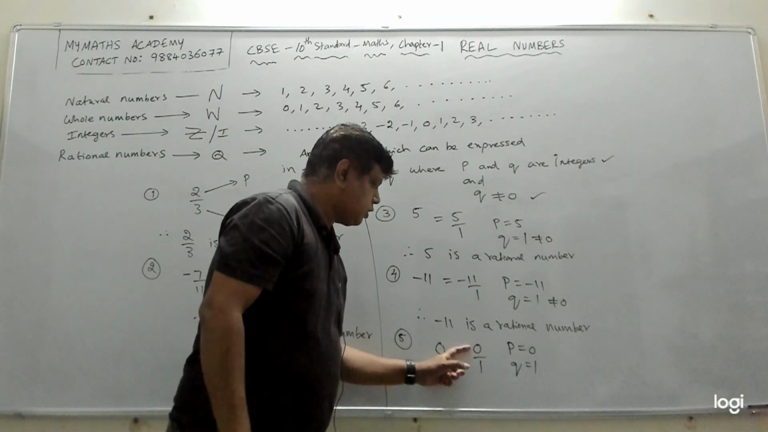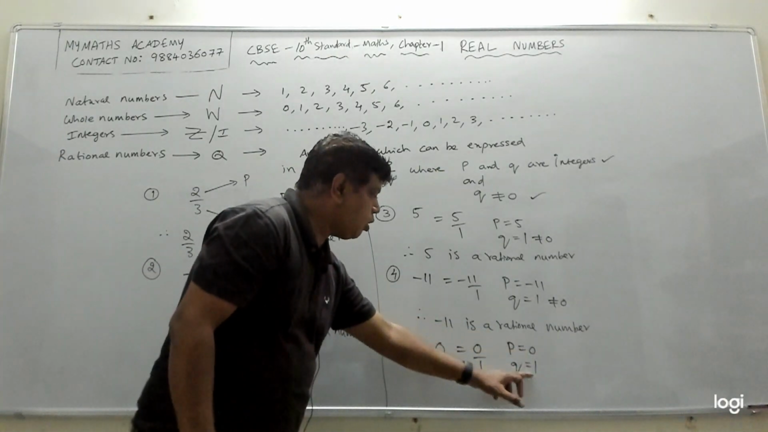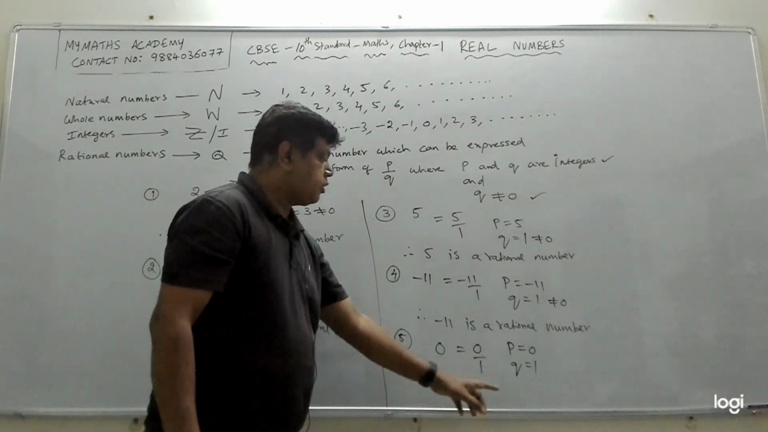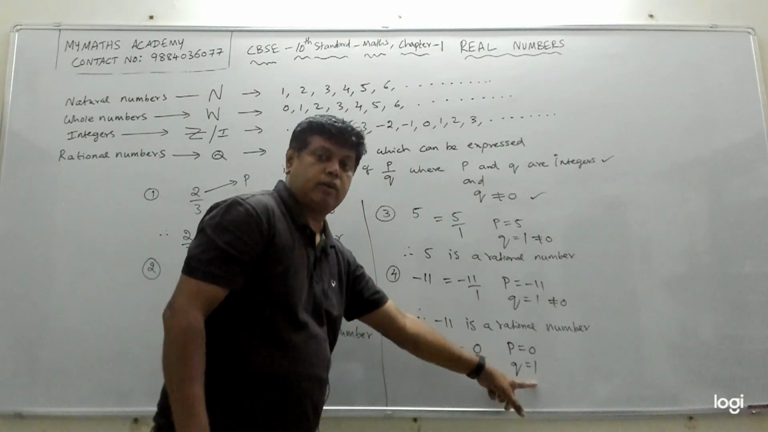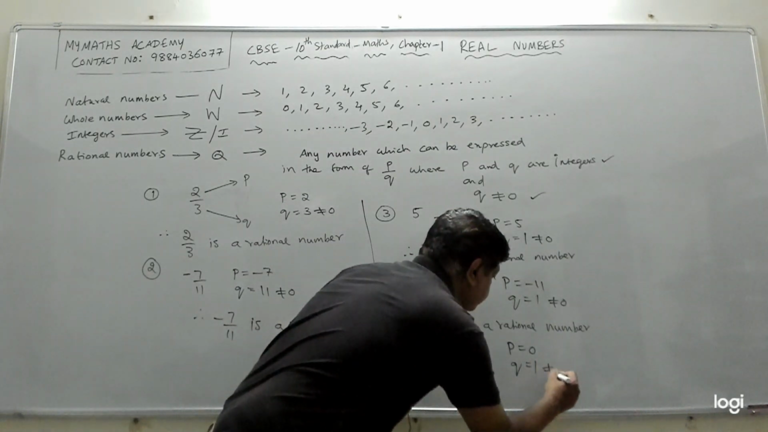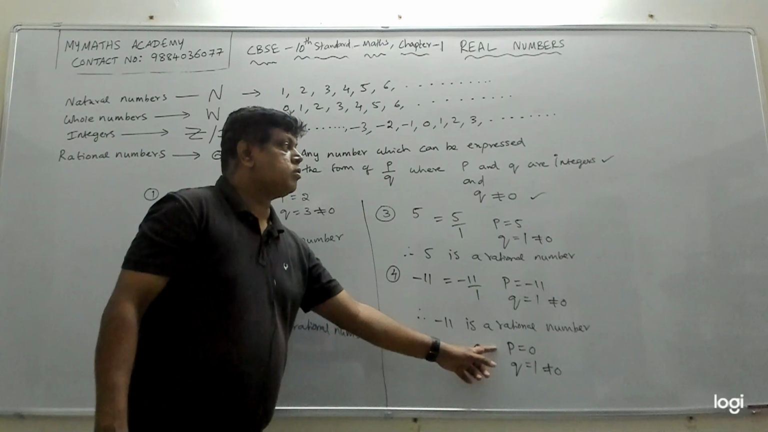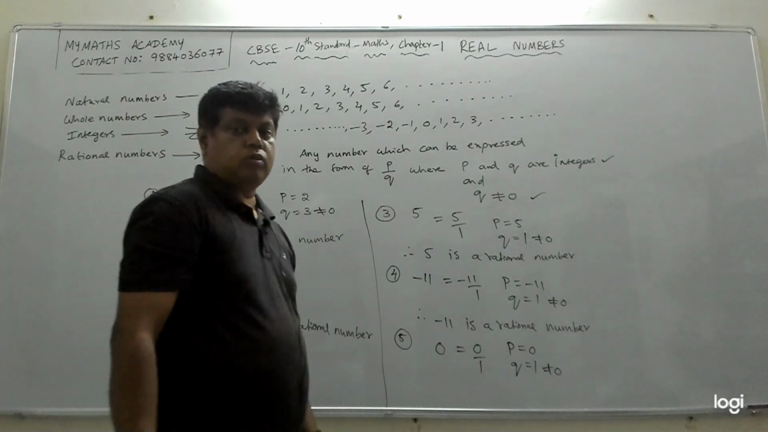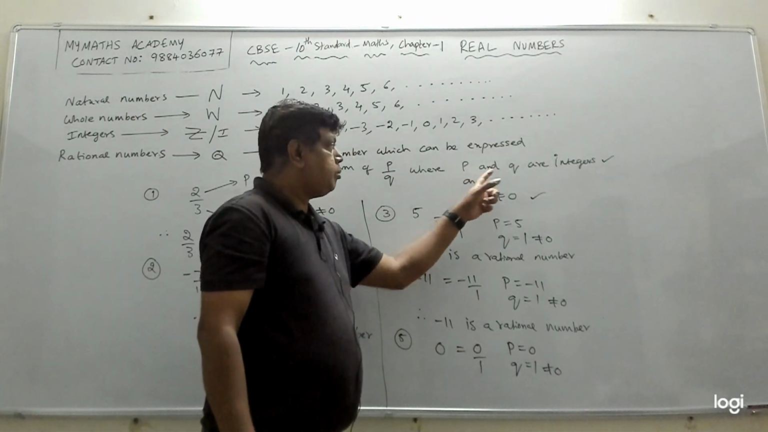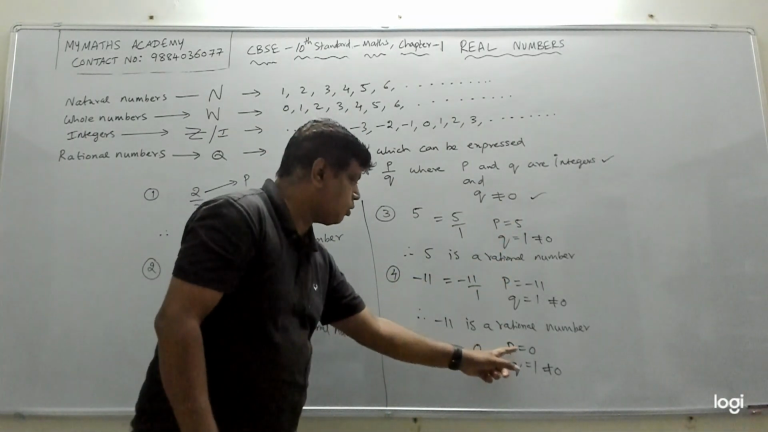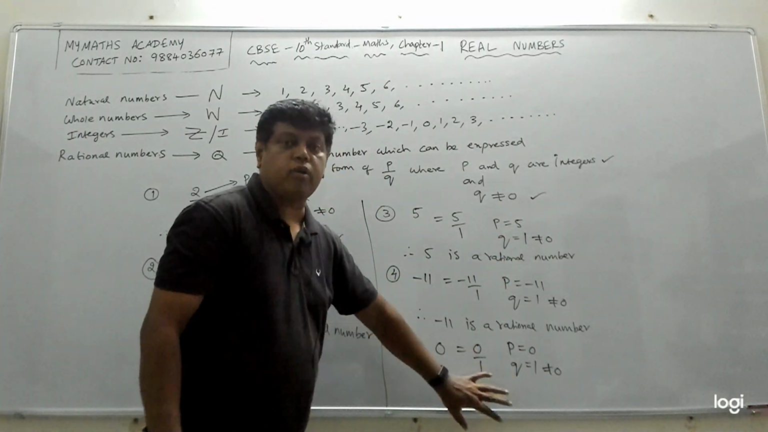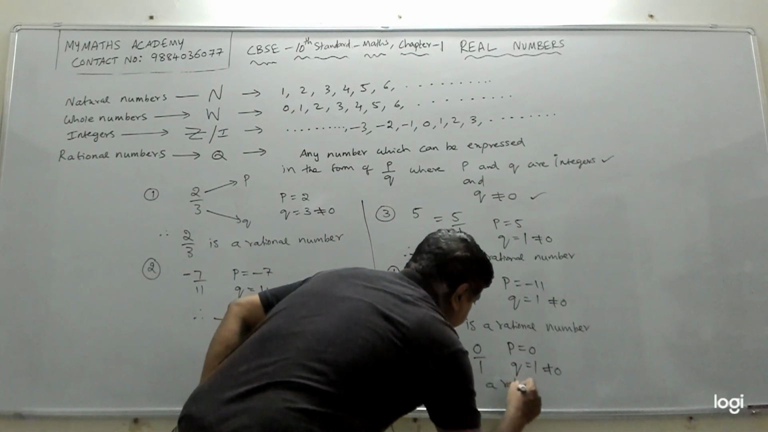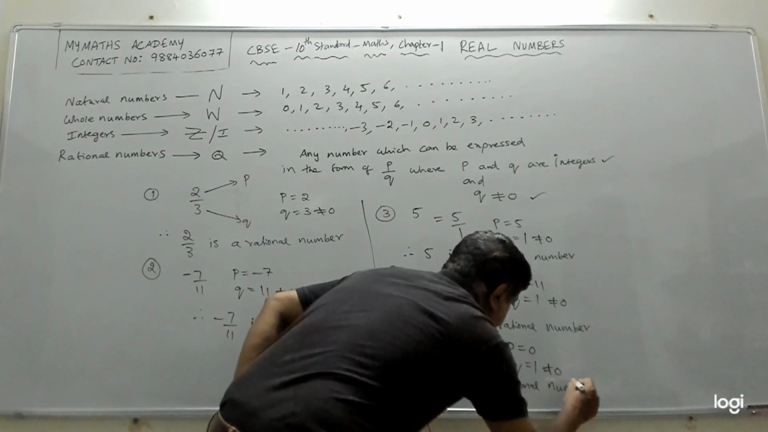P is the numerator, which is 0. Q is 1. Are they integers? 0 and 1, are they integers? Are they present here? 0 is there, 1 is there. They are integers. And the denominator Q should not be equal to 0. Q is what? 1, which is not equal to 0. Your P can be 0, but your Q cannot be 0. Right? Your P can be 0, because the definition says P and Q are integers, and only Q should not be equal to 0. Here our P is 0, but Q is 1, which is not equal to 0. Therefore, it is a rational number. Therefore, 0 is a rational number.